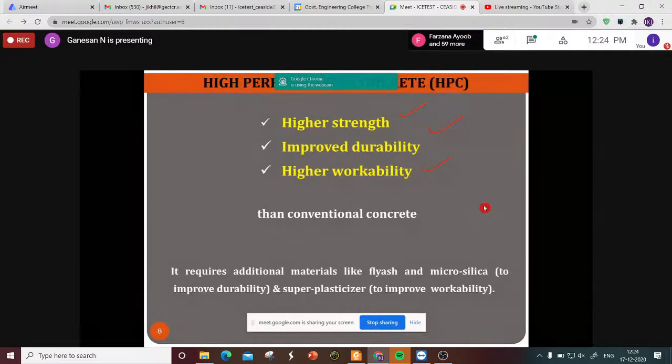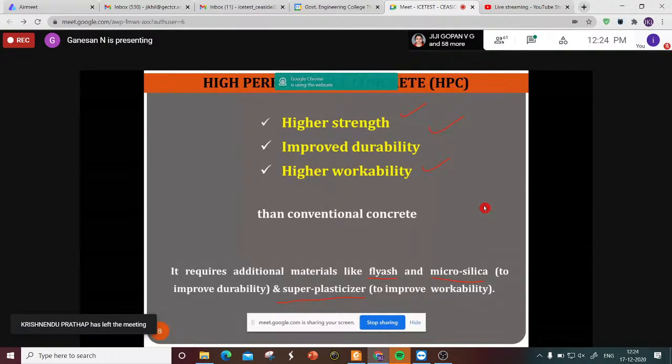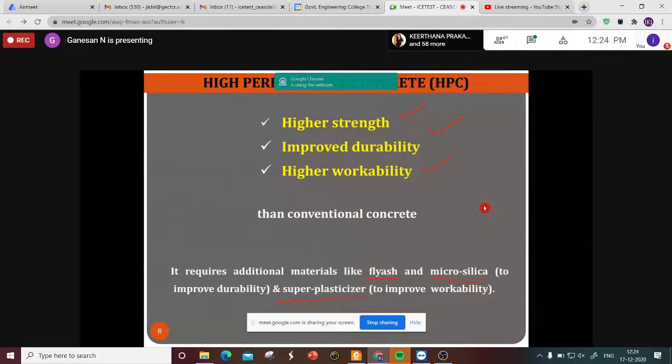So it requires additional materials like fly ash, microsilica, and superplasticizer. Fly ash and microsilica improve durability, because they go and fill the voids, the micro voids that are there, and improve the density. The workability will of course be improved by the superplasticizer, and the strength will go up by reducing the water-cement ratio, so we require the help of the superplasticizer.